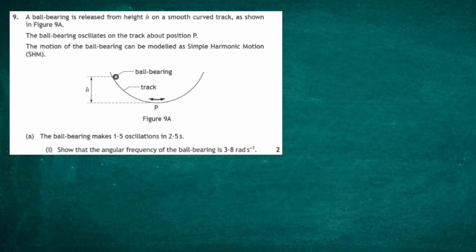Part A, the ball bearing makes 1.5 oscillations in 2.5 seconds. And for 2 marks, we've got to show that the angular frequency of the ball bearing is 3.8 radians per second. Well, we go to the Advanced Higher Physics relationship sheet. We have the angular frequency omega written as 2 pi times the frequency. And we know that the frequency can be written as 1 divided by the period t.